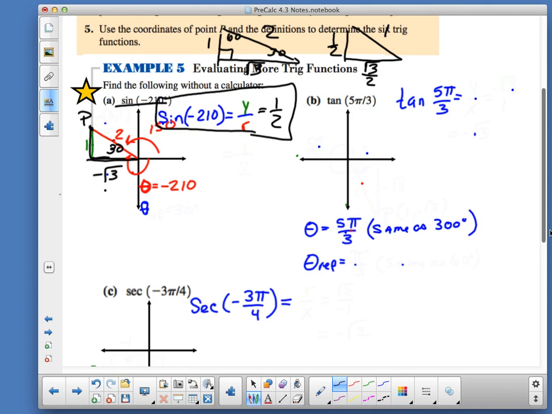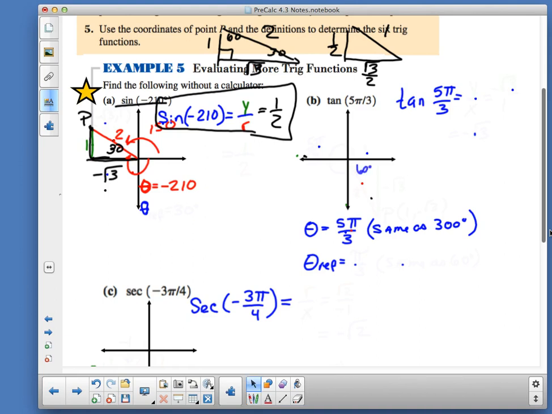You doing okay? Next, I've got the tangent of 5 pi over 3. First, I must know where 5 pi over 3 is located. Now, 5/3 of a pi, okay? So I've got 1 pi over 3, 2 pi's over 3, 3 pi's over 3, 4 pi's over 3, 5 pi over 3 should be in the ending down here.